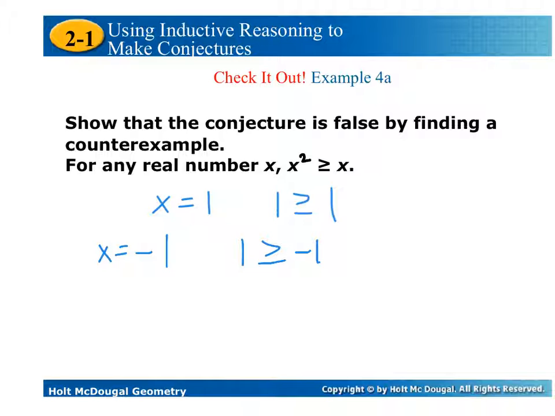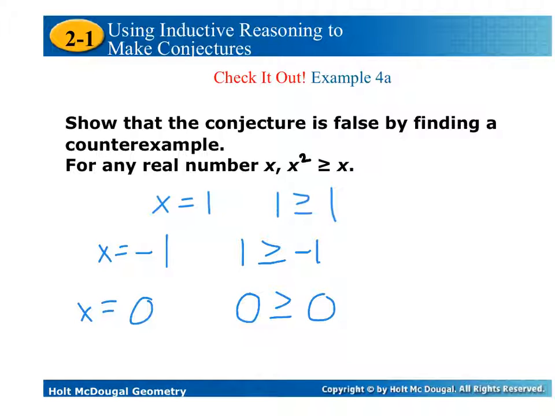Julian had a good idea. What'd you say? Let's do 0. What's 0 squared? It's equal. So that isn't a good idea. Well, I mean, it's a good idea, but just wrong.